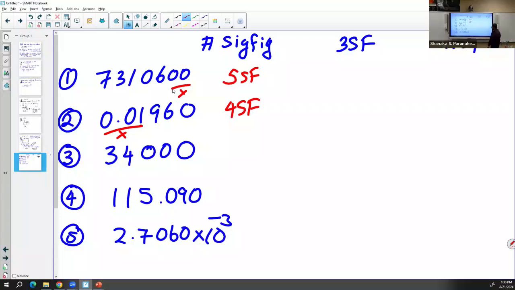The next one, 34,000. How many? Two. Zeros after a number are never significant without the decimal. So we need to have the decimal to have a significant digit. The next one, how many? All the digits are significant. So 3, 6, 6, 6 significant digits. The next one, how many? The coefficient has 5 digits. All digits are significant. So it's 5 significant.